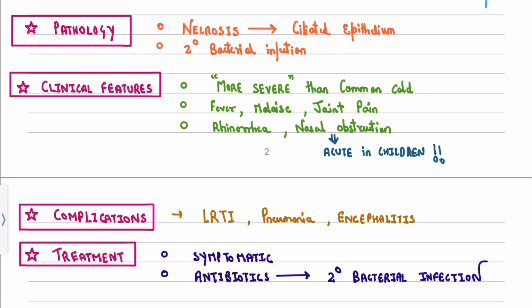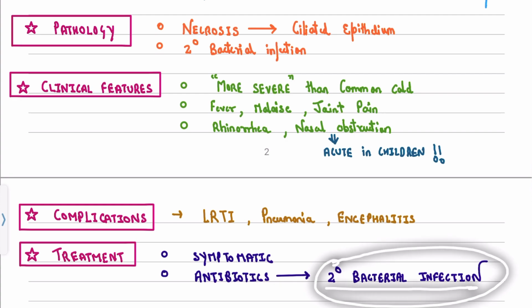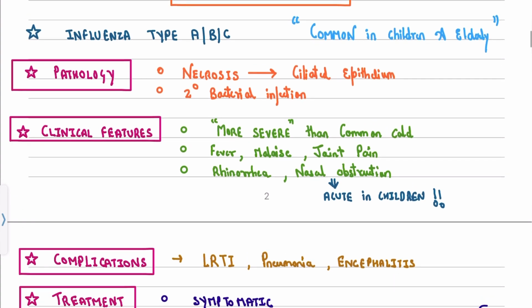What are the complications of influenza rhinitis? First, we have lower respiratory tract infections, which lead to the development of pneumonia, and in extreme cases which are not treated for a very long time, lead to something known as encephalitis. So again, it's a viral pathology. We will give symptomatic management, but to contain the secondary bacterial infections, we give antibiotic cover to the patient. So this was all about influenza rhinitis.